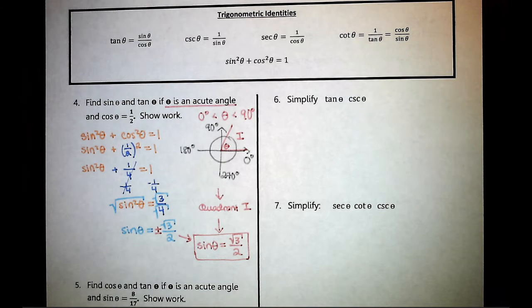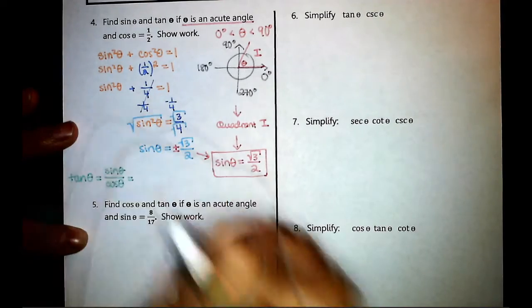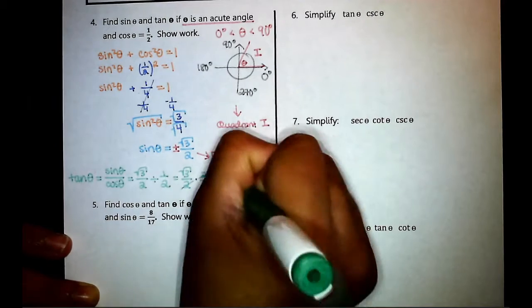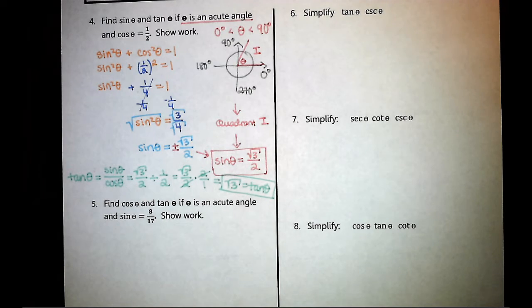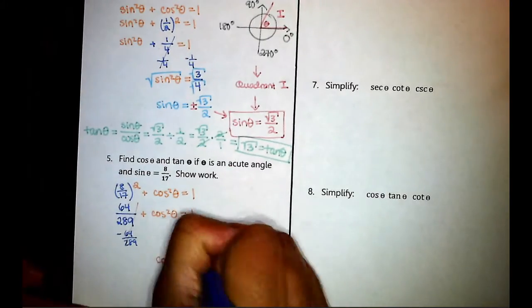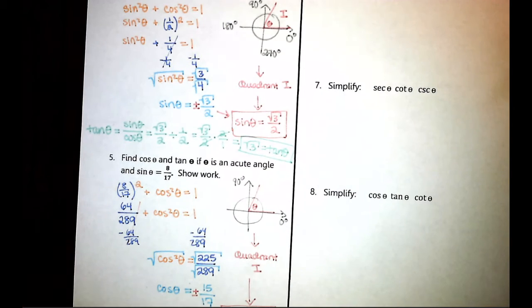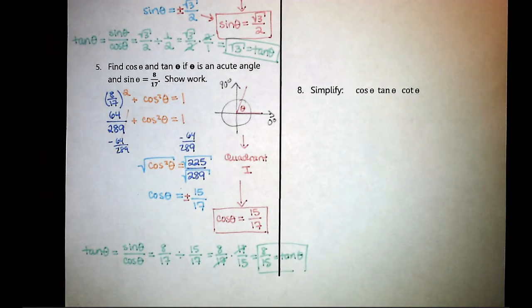If we want to find tan theta, we know that tan equals sine over cosine. Then we just simplify, just like before. All done, if a little bit messy. Try number 5 on your own. There you have it. Number 5, all complete. Go ahead and check your work.